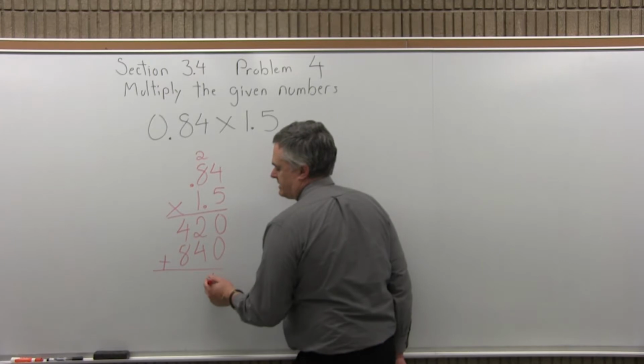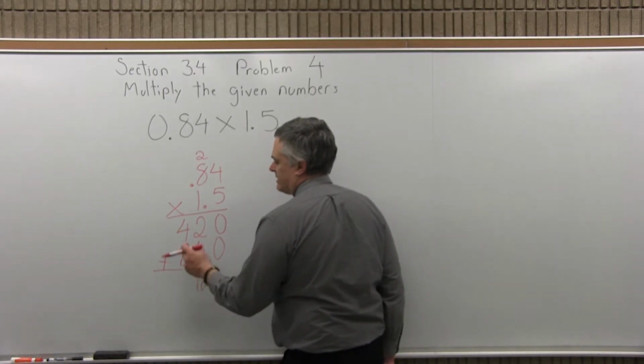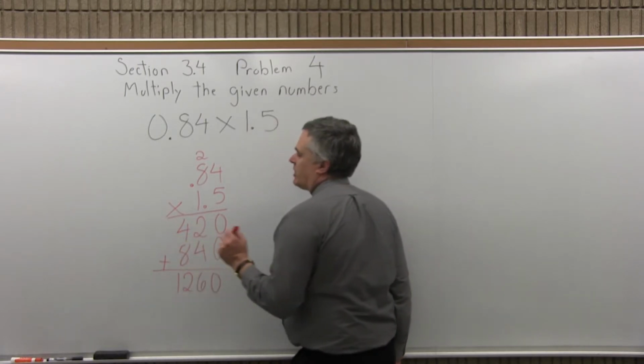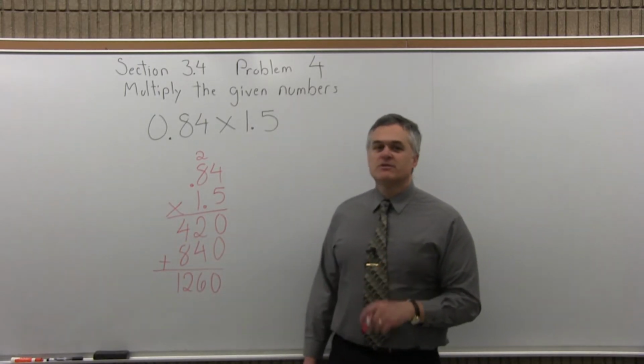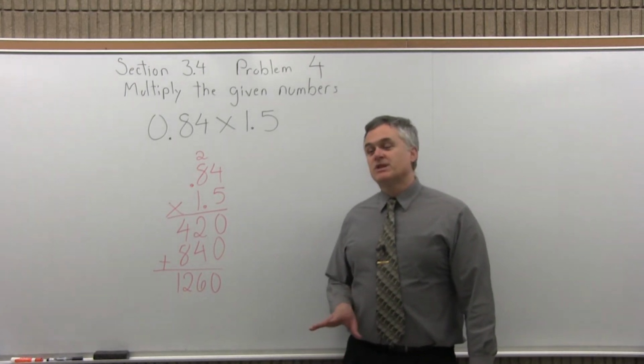0 plus 0 is 0. 2 plus 4 is 6. 4 plus 8 is 12. So if the problem were just 84 times 15, the answer would be 1,260. But now I have to put the decimal in.